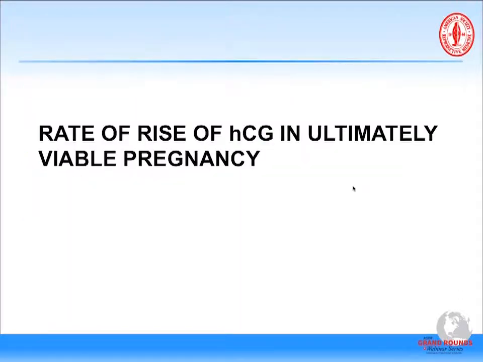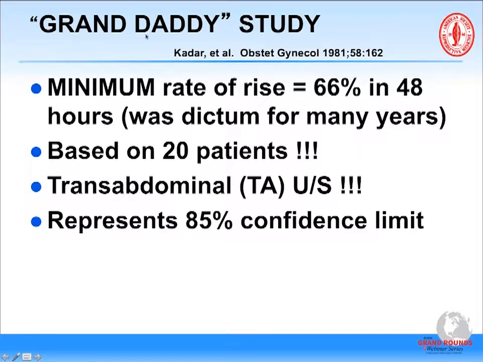So what should the rate of rise of hCG be in an ultimately viable pregnancy? Well, the original granddaddy study that most people used for over 20 years was done by Nick Kadar and Roberto Romero at Yale in 1981. It's interesting to go back and look at a study that's 34 years old. But they said the minimum rate of rise was 66% in 48 hours. You know, this was based on 20 patients. It was done with transabdominal ultrasound, and it was only the 85% confidence limit, but it was the letter of the law for more than 20 years.